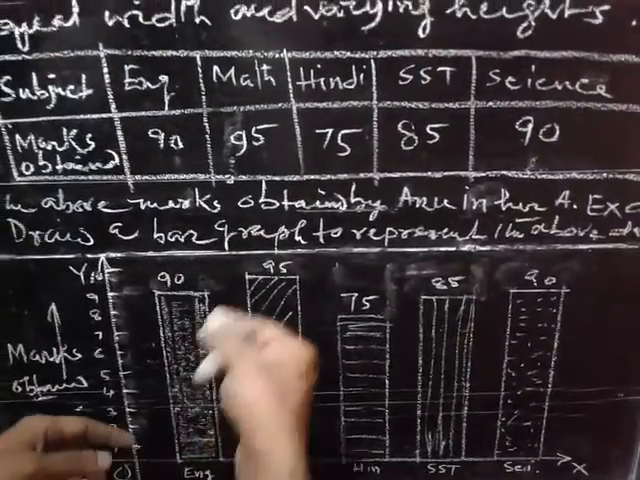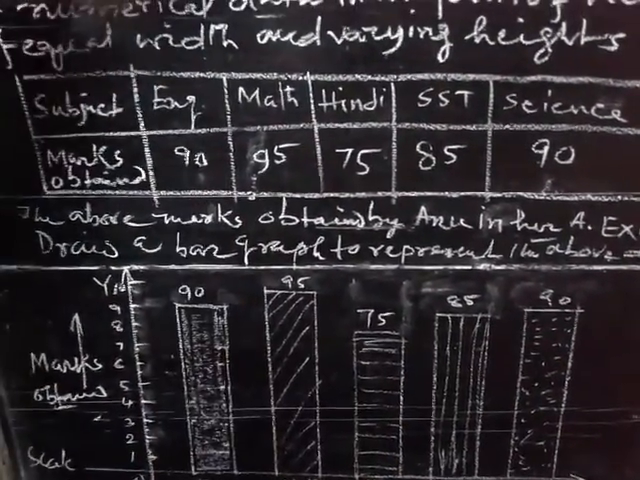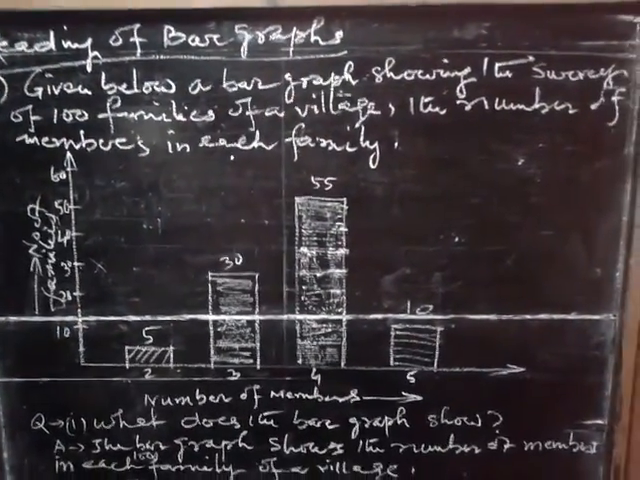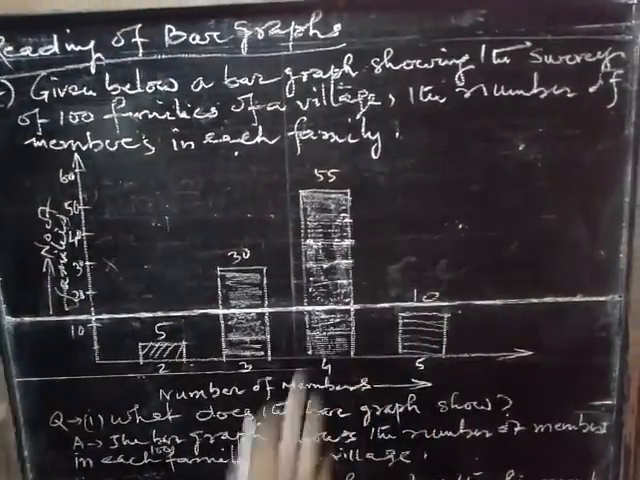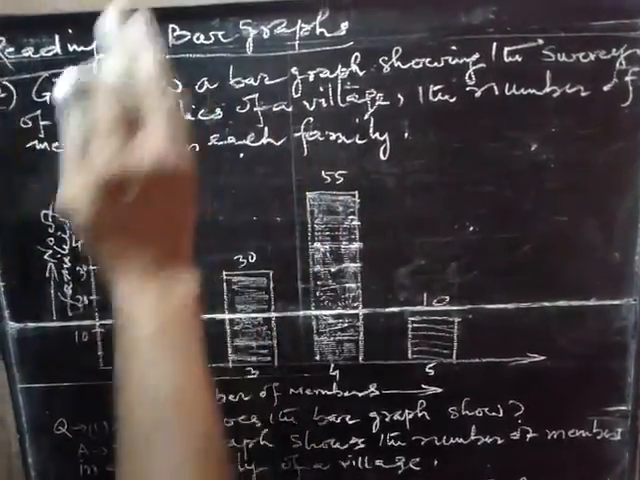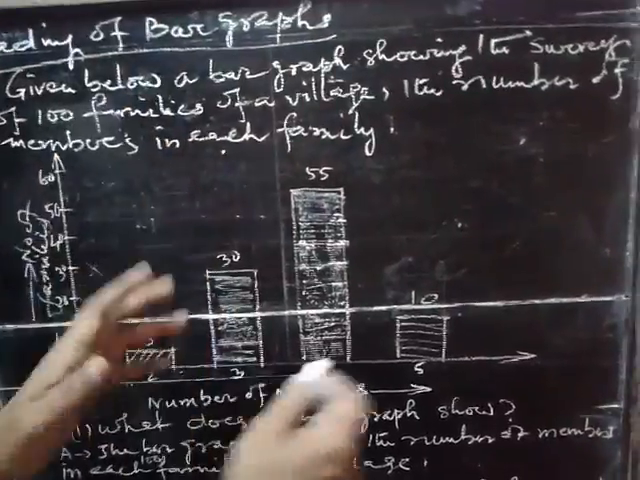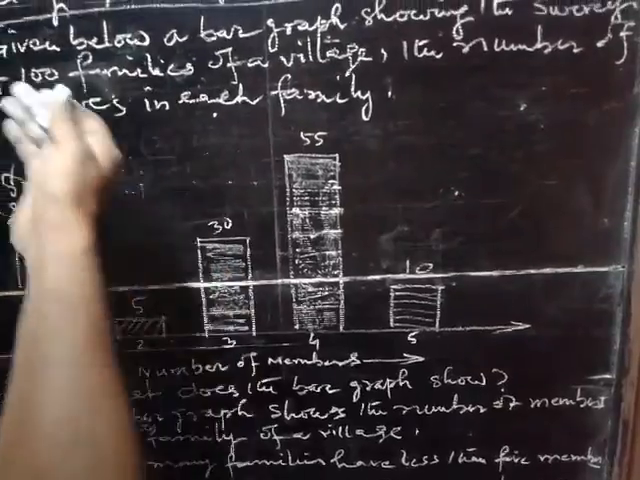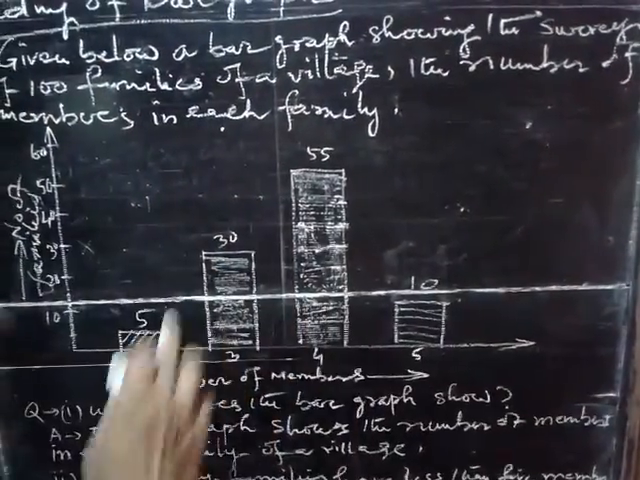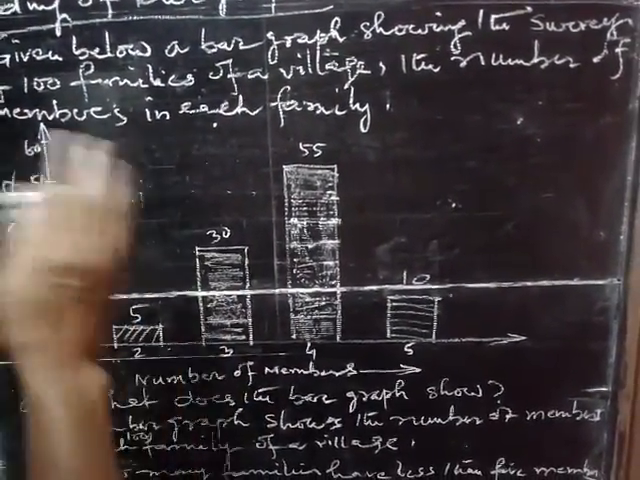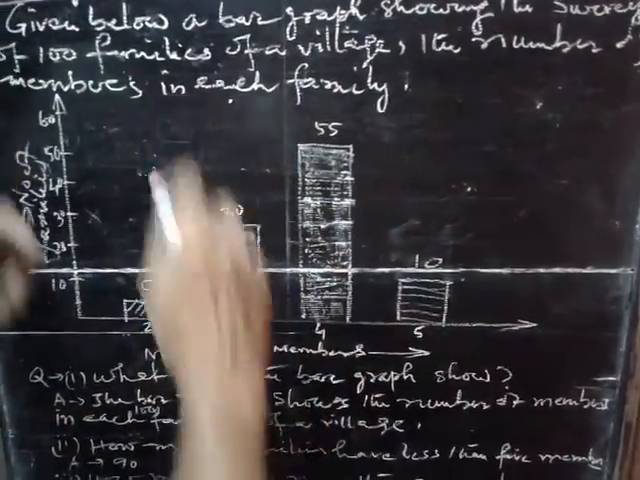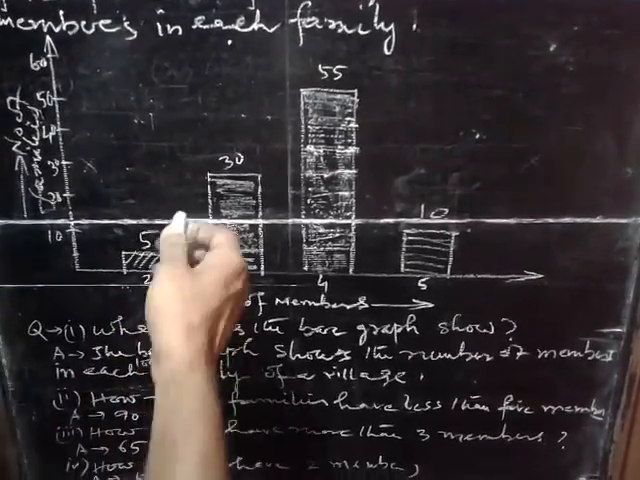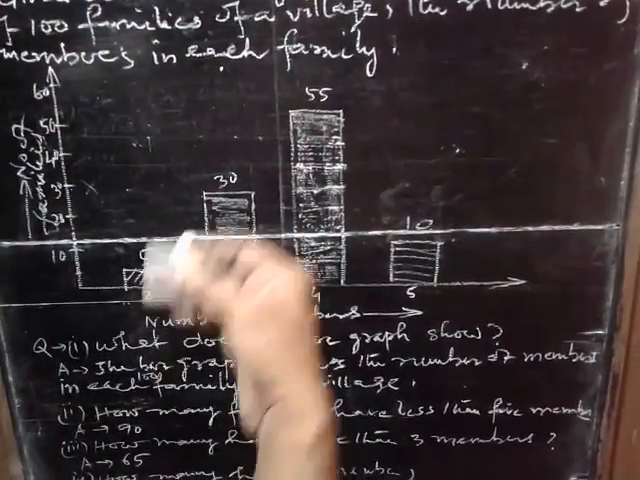Now I am showing you the next example: reading of a bar graph. Suppose a graph is given. You have to read the data and compute the numerals. In my previous example the data were given and we drew the bar graph. Here the bar graph is given, and you have to extract the asked or required data.